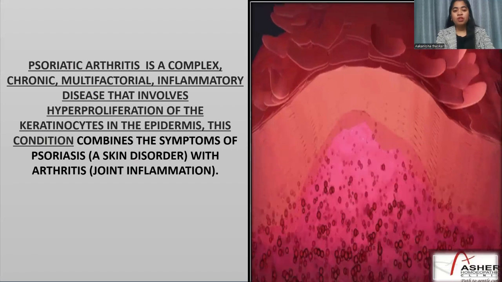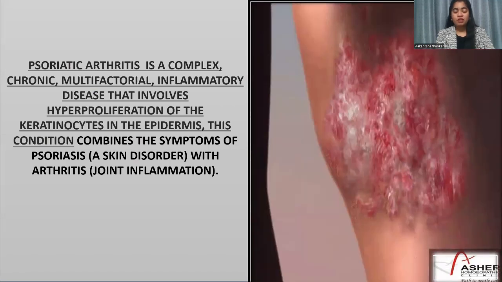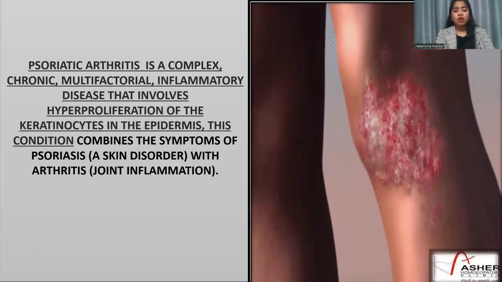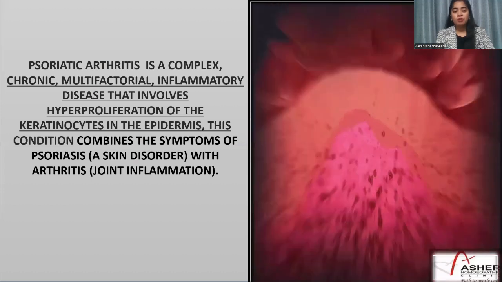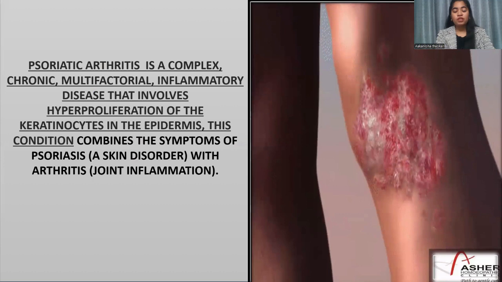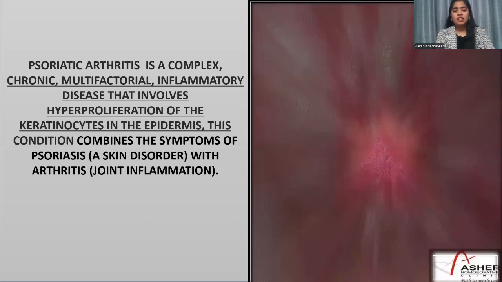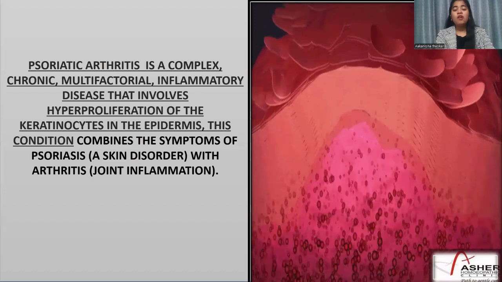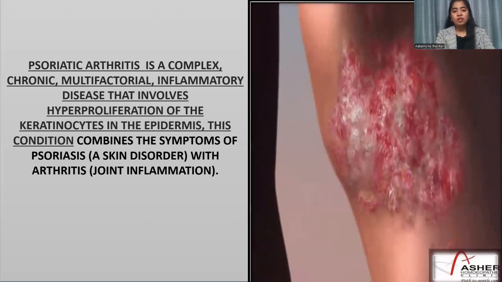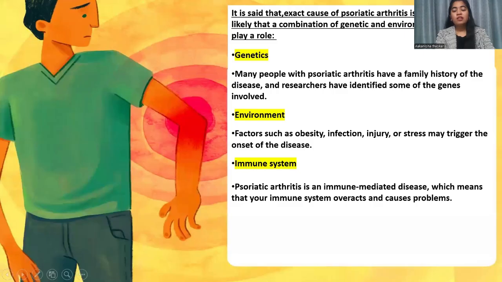Let us begin with what psoriatic arthritis means. It is a complex, chronic, multifactorial inflammatory disease that involves hyperproliferation of the keratinocytes in the epidermis. This condition combines the symptoms of psoriasis, a skin disorder, with arthritis, joint pains, and inflammation.